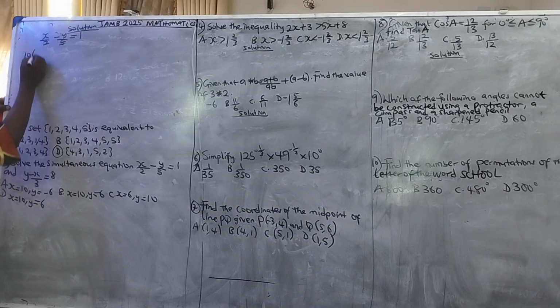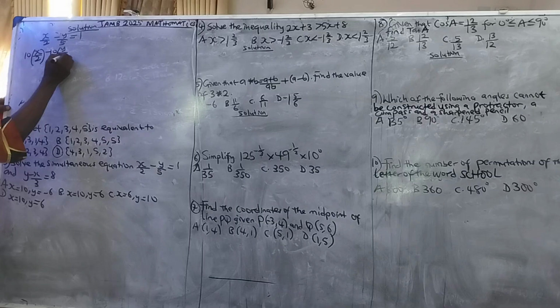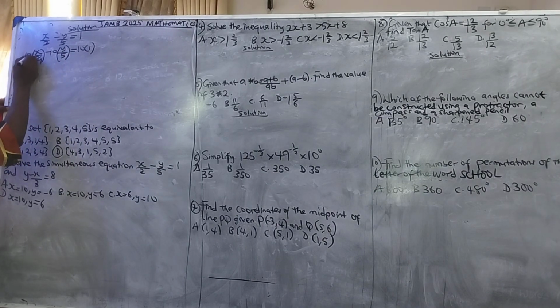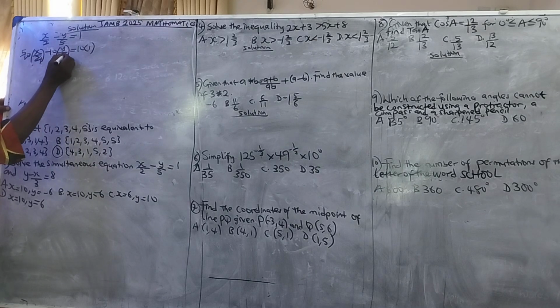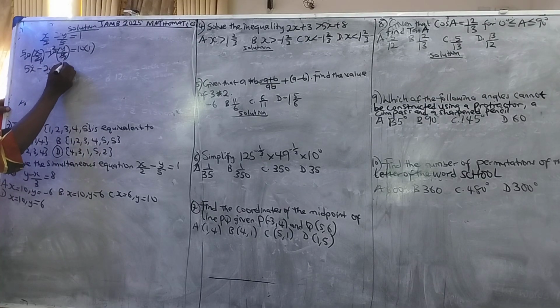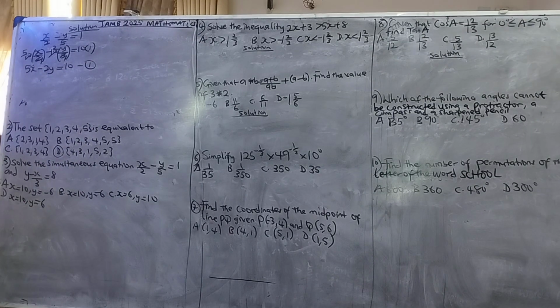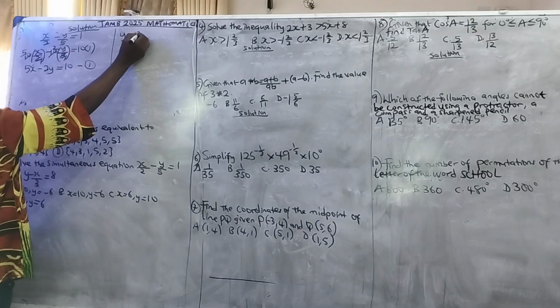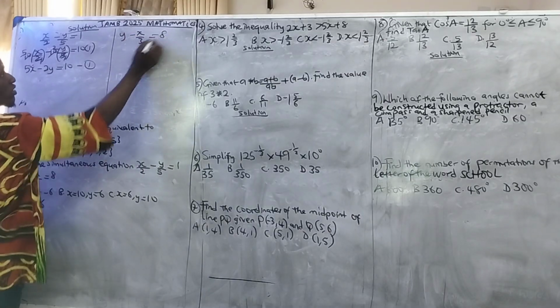So we have 10 brackets x over 2 minus 10 brackets y over 5 is equal to 10 bracket 1. 2 here is 1, 2 here is 5, 5 here is 1, 5 here is 2. 5 times x is 5x minus 2y is equal to 10. So let's call this one equation 1. Going by the second equation, let me try to represent it here.